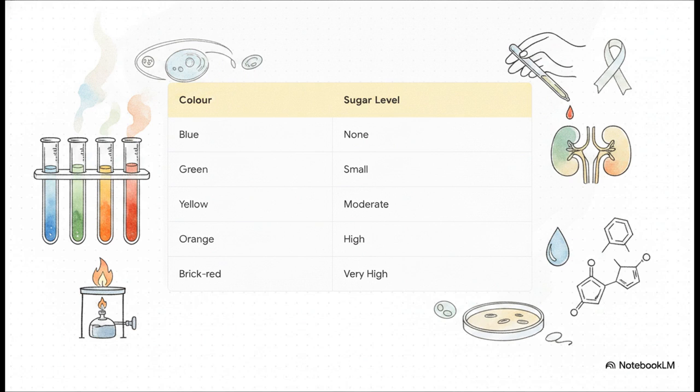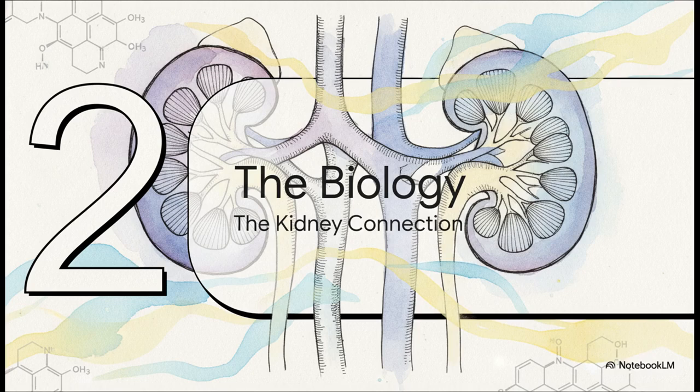Think of the test like a color-coded alarm system. When you mix Benedict's with a sample and heat it up, the color change tells you exactly how much sugar is hiding in there. If it stays blue, absolutely no sugar. A little green means a small amount. Yellow is moderate. Orange is a high amount. And if it goes all the way to brick red, you're looking at a huge amount of sugar. Since our mystery gave us an orange precipitate, we instantly know we're dealing with a really high level of reducing sugar.